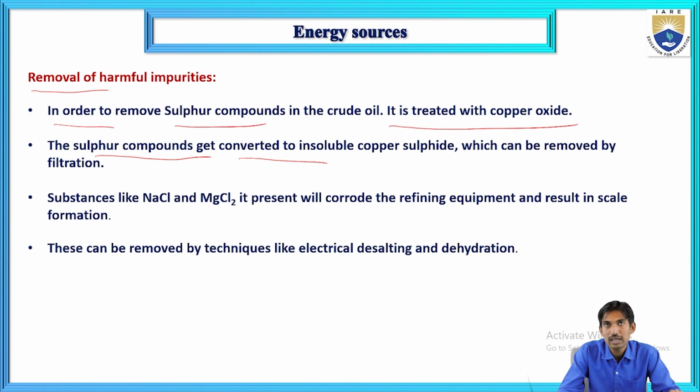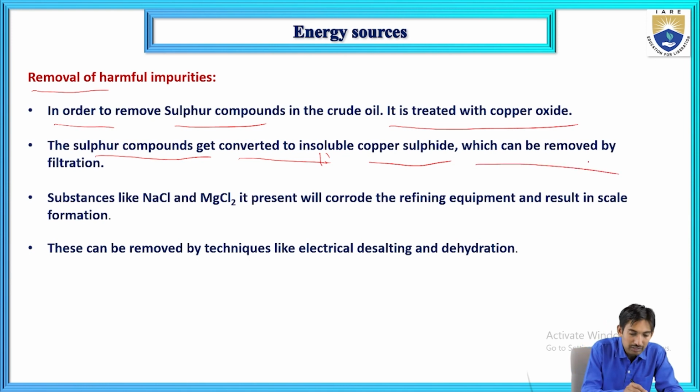What happens if you add copper oxide to these sulfur molecules present in the crude oil? The sulfur reacts with the copper oxide. The sulfur compounds get converted into the precipitate form of copper sulfide, which can be removed by filtration. This copper sulfide is precipitate in form, so it can be removed by simple filtration.